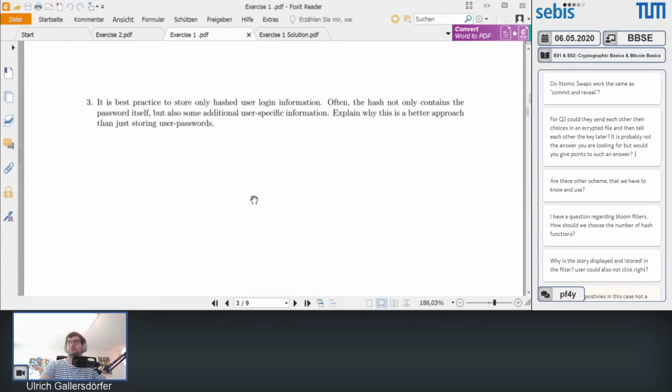A fairly interesting one. Not too many people wanted to talk about that. It is best practice to store only hashed user login information. Often the hash not only contains the password itself, but also some additional user-specific information. Explain why this is a better approach than just storing user passwords. So any idea from Zoom, or I can just go ahead?